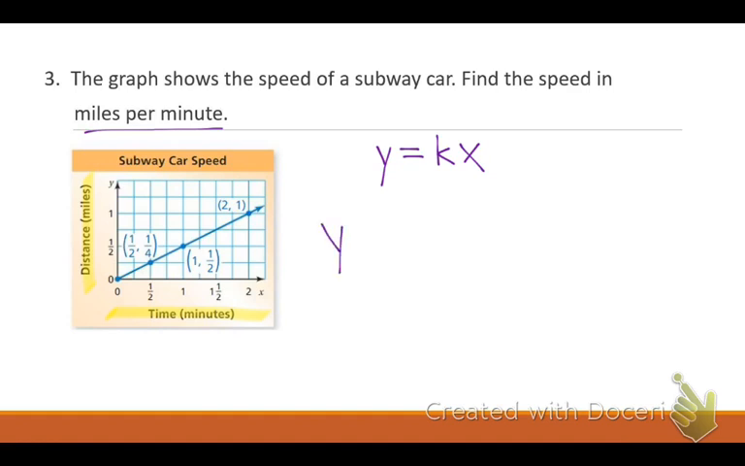So that is my unit rate. Y equals 1/2 x. That's my unit rate. This is how I would describe it. I would describe it that the subway train, remember guys, there are categories here. So what is the title? Subway car. I should have said subway car.